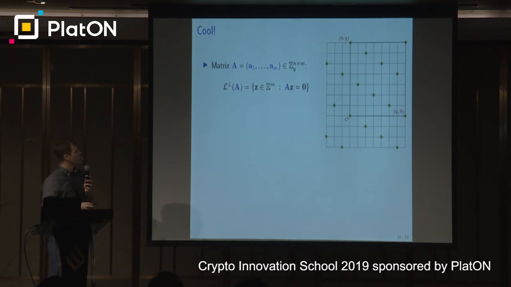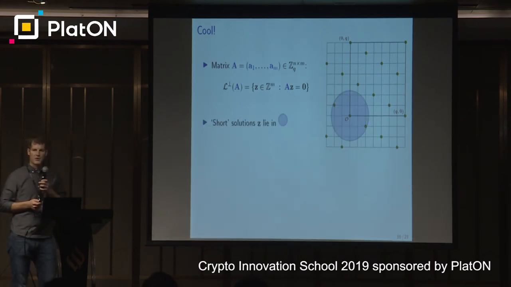One observation is that this lattice is periodic over a big cube. So the vector (q, 0) is in this lattice, and (0, q), or you can put a q in any position of the vector and get a lattice point. So really, the entire lattice is defined inside this box, and it's repeated in all directions.